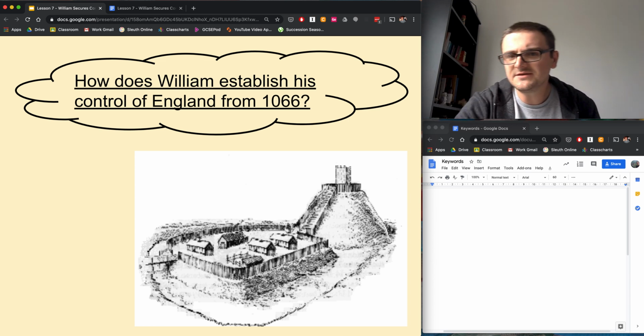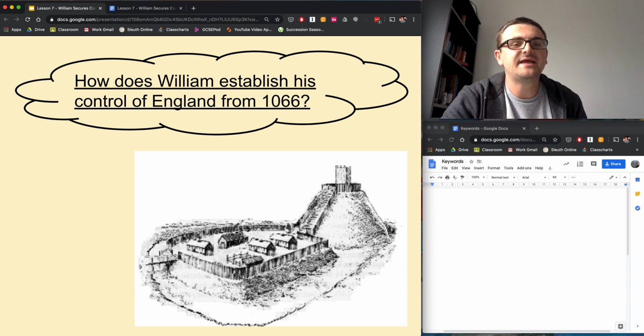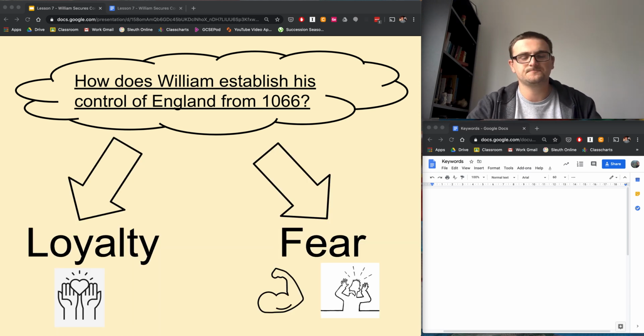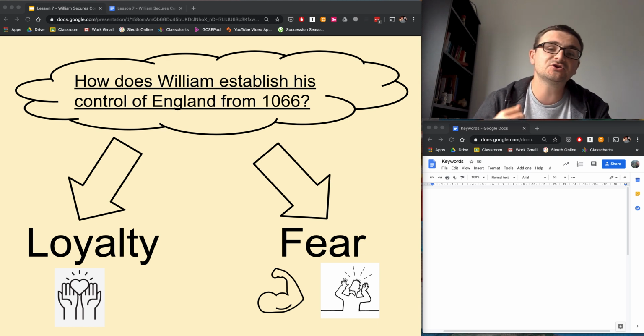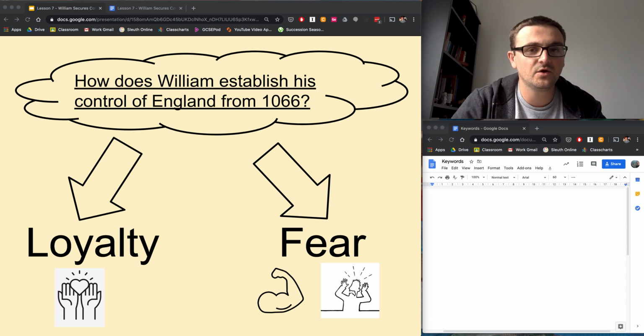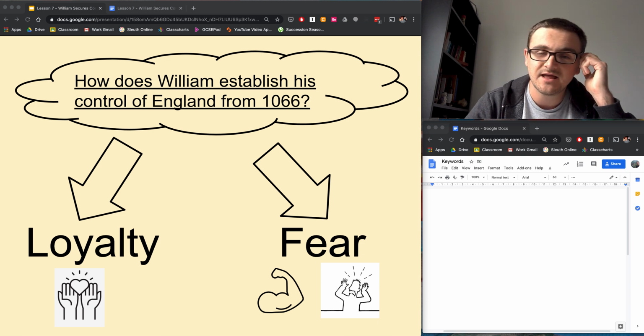Now, everything William did, pretty much, to take control of England fully after 1066, can be broken down into two categories. On the one hand, William did do some things to try and get the loyalty of the Anglo-Saxon people. He wanted them to be loyal to him because they liked him. And he wanted to be able to control them because they wanted to do what he wanted them to do. He wanted to get the Anglo-Saxons on side and view him as a gracious king.